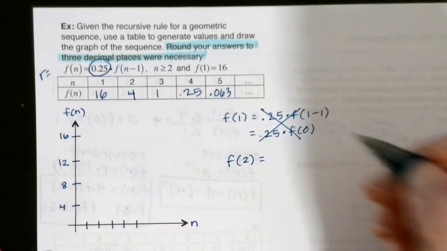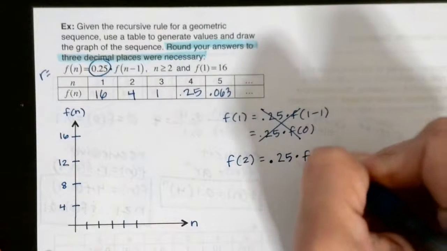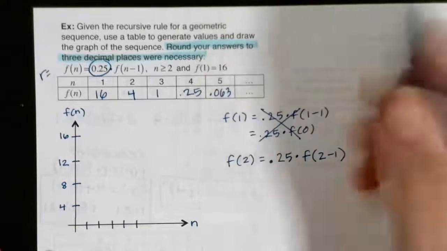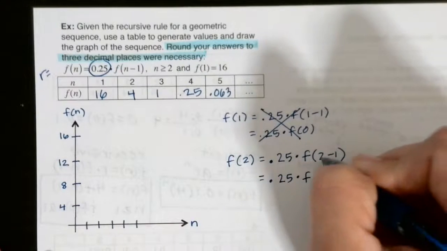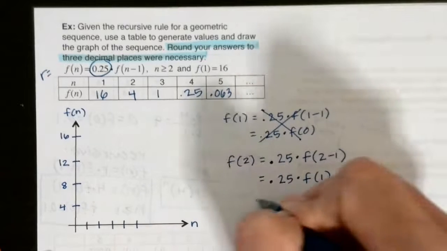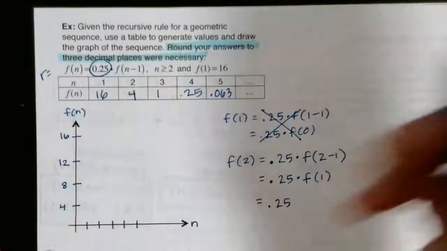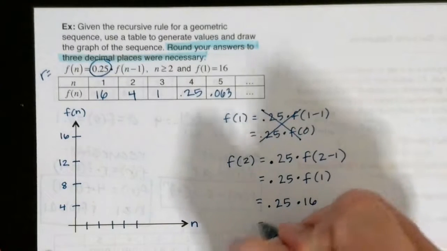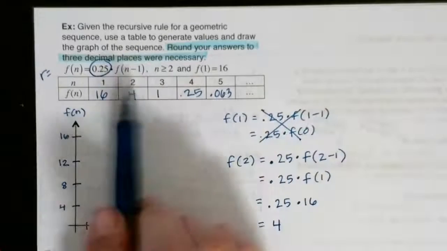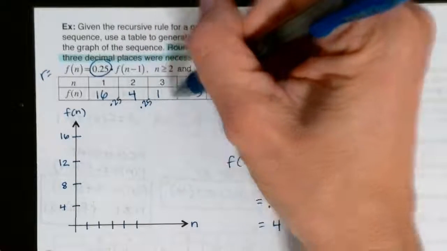So if you plug in f of 2, we have 0.25 times f of 2 minus 1. Don't go dropping that f. Sometimes students do that. You have to leave it there. 2 minus 1 is 1, until you can plug in what is the value of f of 1. It's 16. And when I do 0.25 times 16 in the calculator, I get 4, which is exactly what I got for my second value when I just multiplied all these by 0.25, since that was my R value.